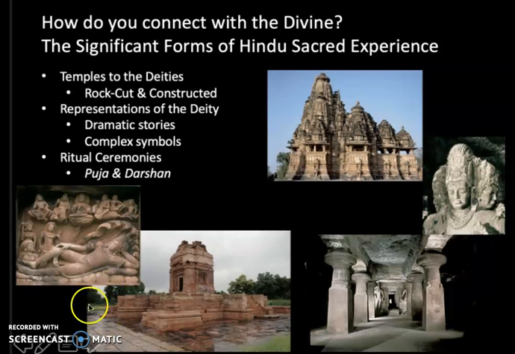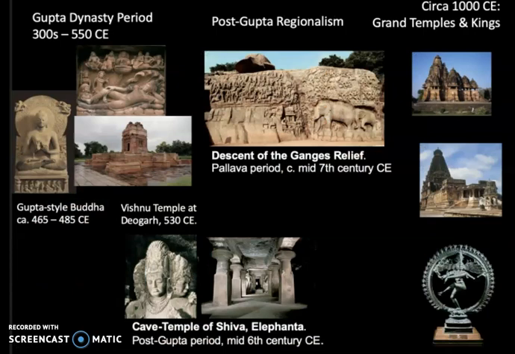So we're going to be seeing how there are different significant forms of temples and sculptures that activate that sacred experience. This will mean grand temples that are conceived as a dwelling place for the deity, such as here Shiva. And those temples will be both rock cut, carved out of the living rock, like the Chaitya Hall, as in the case of this cave temple of Shiva in Elephanta. But they will also then be constructed.